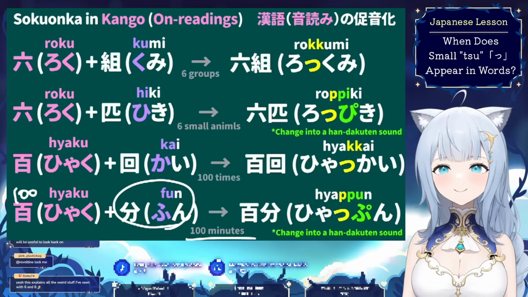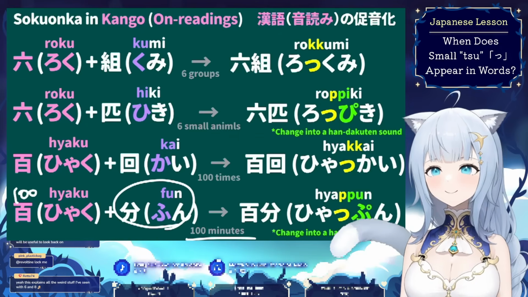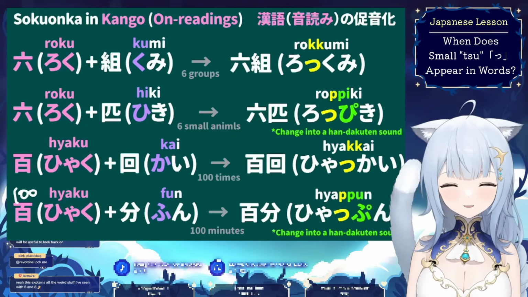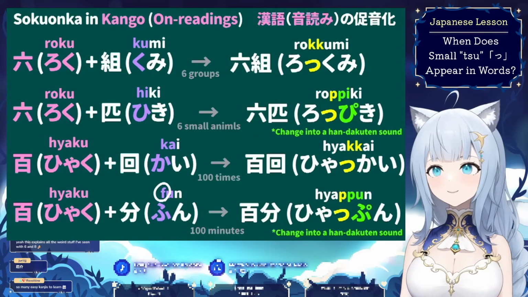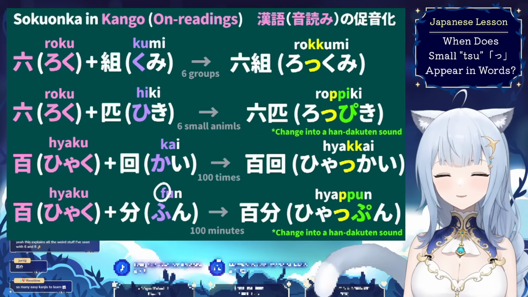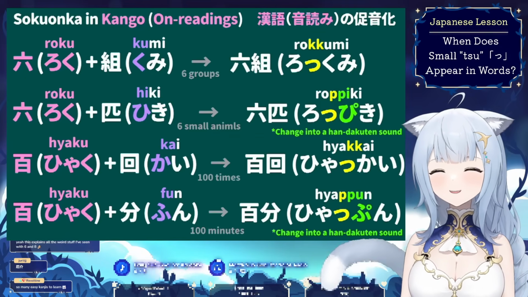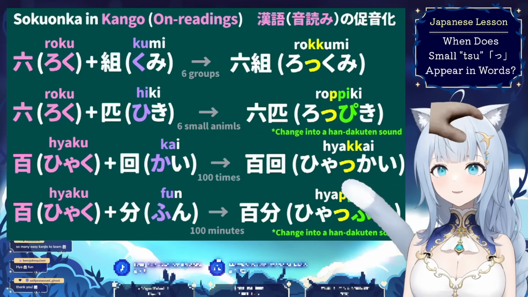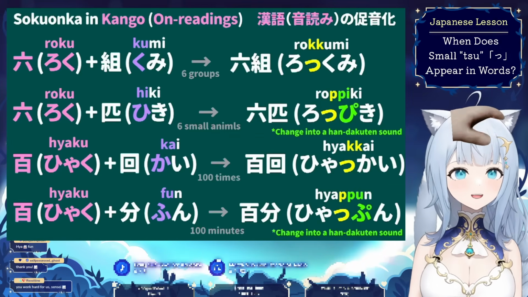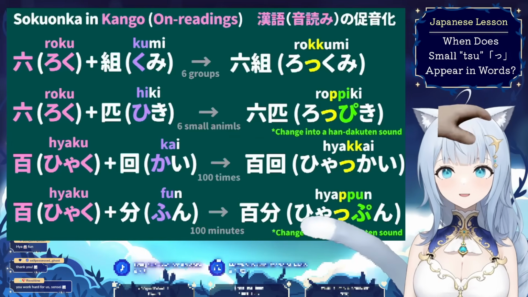It's not hyakufun and not hyakuhun because they are F, but F is included in H column. Ha, hi, hu, he, ho. So it's P column, so 100分. So 6 and 100 are special reading. Alright, so what about other numbers?